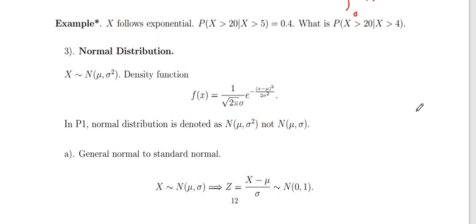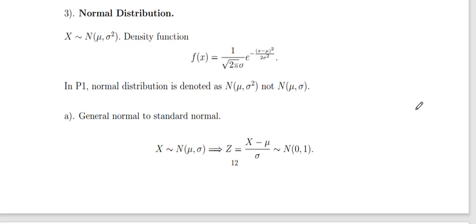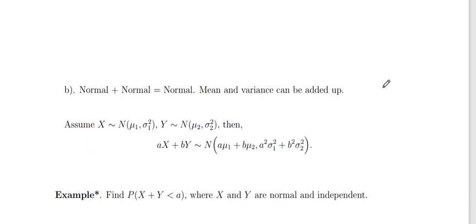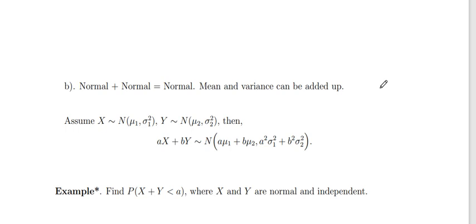Normal distribution: we just change the general normal to the standard normal, then check the normal table to find the probability. Normal plus normal is this. Normal plus normal is still normal, and the mean is this, and the variances add up, with the coefficients squared. So we have this. Normal plus normal, or normal minus normal, still follows a normal distribution.